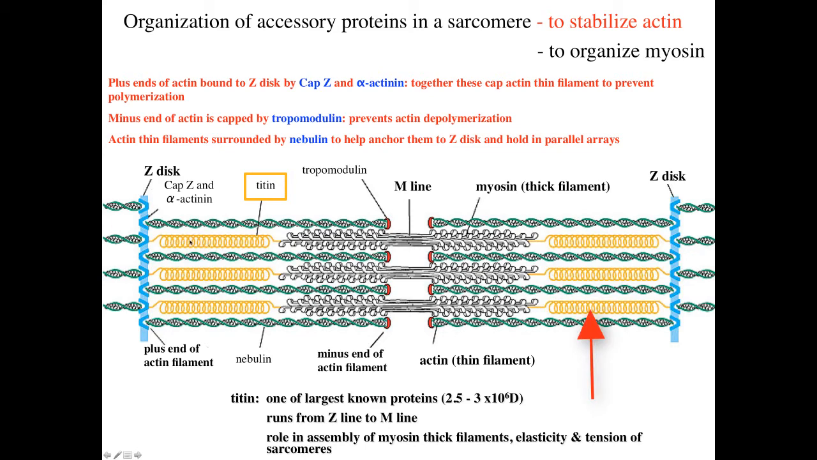Titin is one of the largest proteins known. It's between 2.5 to 3 million Daltons in size, and it runs from the Z line all the way to the M line, and it plays a role, or it's thought to play a role, in the assembly of myosin thick filaments and in the elasticity and tension of sarcomeres.